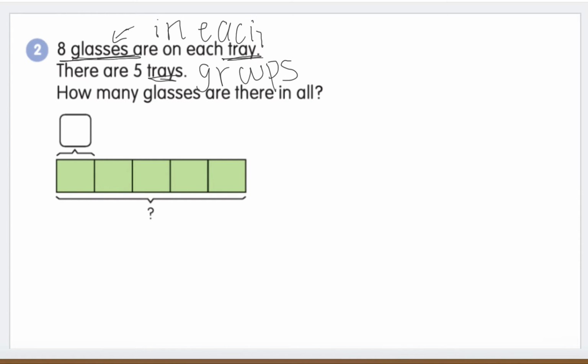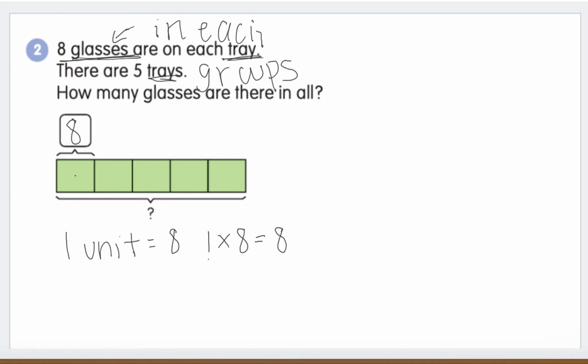What about 8? Well, if I'm putting 8 glasses on 1 tray, that would make sense. And each individual unit or green part would have a value of 8. So I'm going to write that information. 1 unit, which is also called a tray, is going to have a value of 8. And I can represent that as multiplication as 1 tray with 8 glasses is 8 glasses altogether.